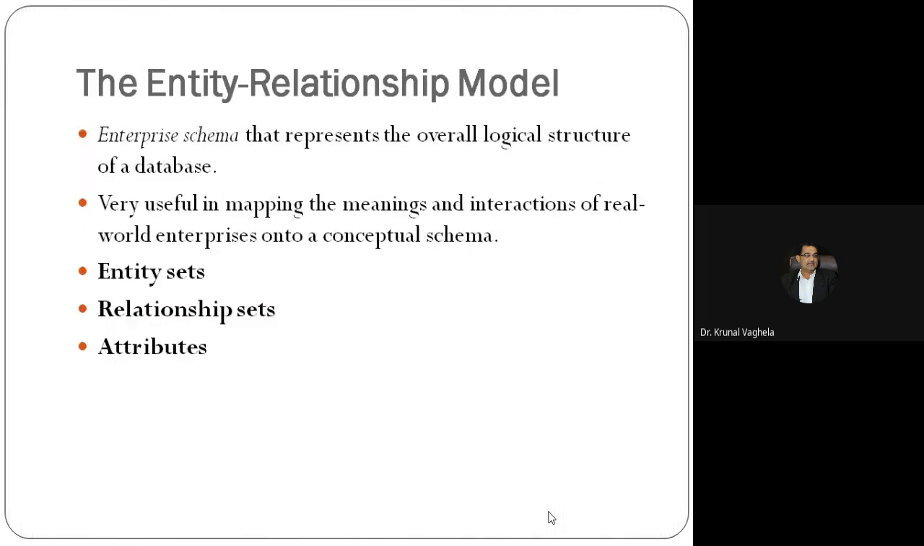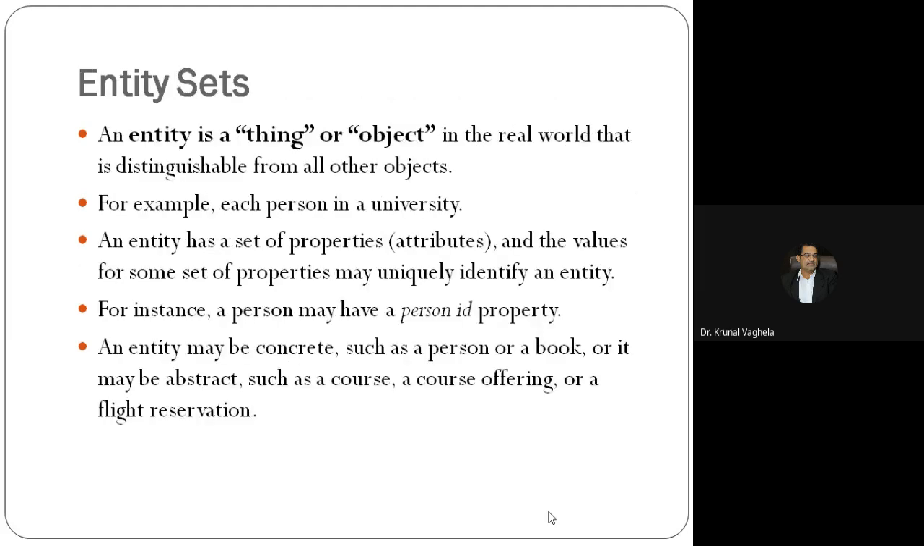Then we have seen three things: entity. Anything which is different from the other thing is an entity, like a human, projector, fan, dais, table, chair, mobile, all these are entities. And what is an entity set? A set of similar entities. A fan and a projector cannot be in the same entity set because they are different.